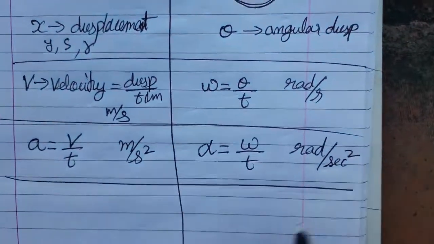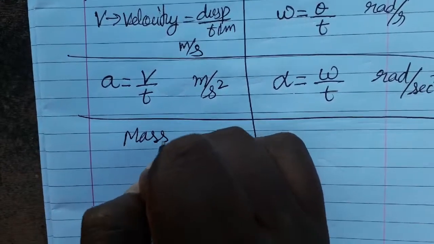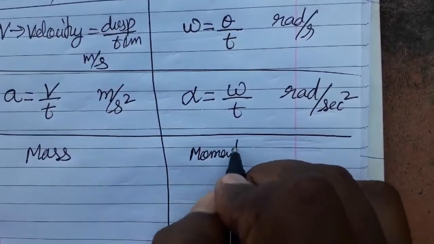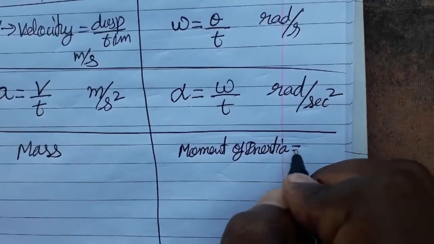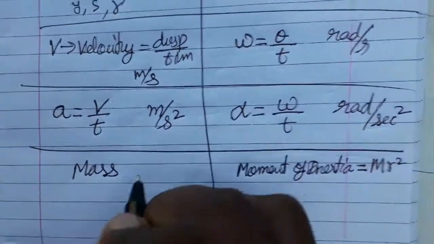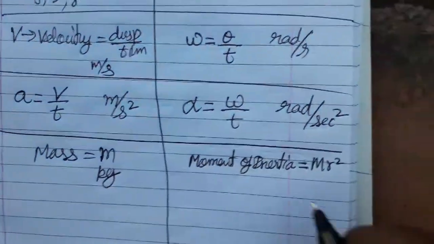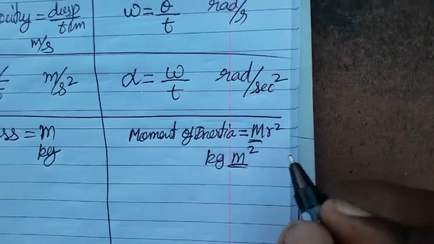The next thing, in linear motion we take mass, but in rotation motion you should take the moment of inertia, because all the mass is going to concentrate at the center. That is called mr square. Here the mass will be m. The SI unit will be kg meter square. Kg is for mass, meter square is for radius.